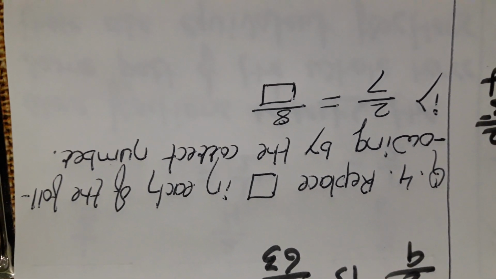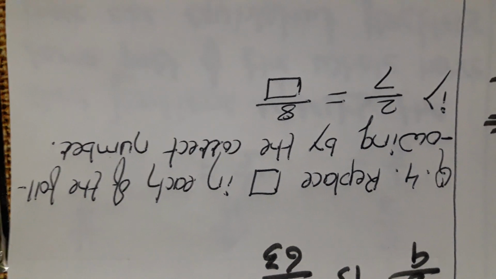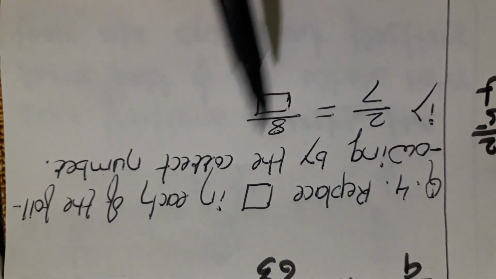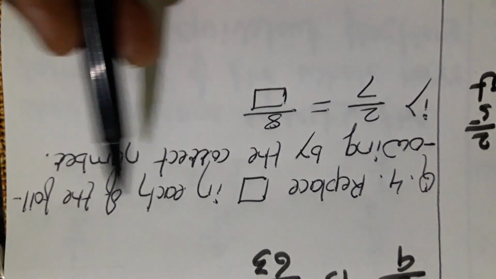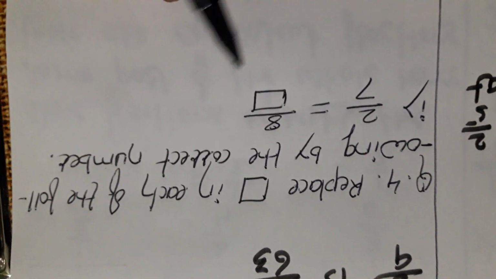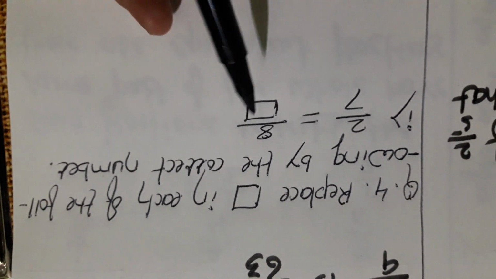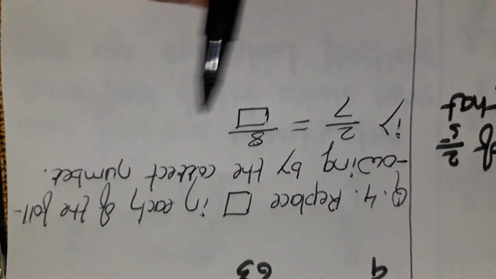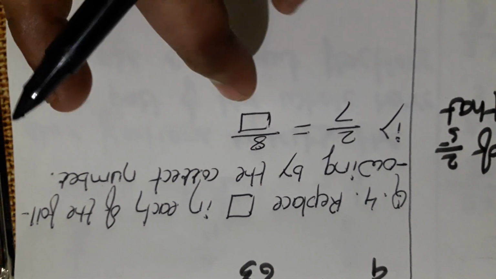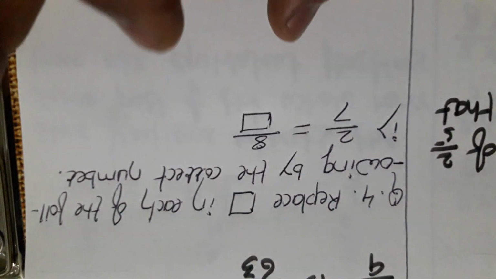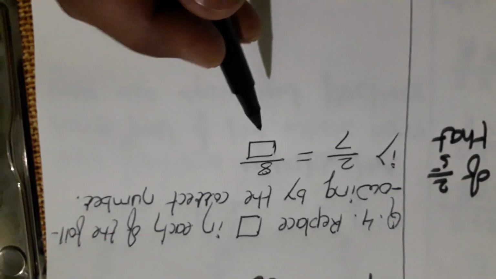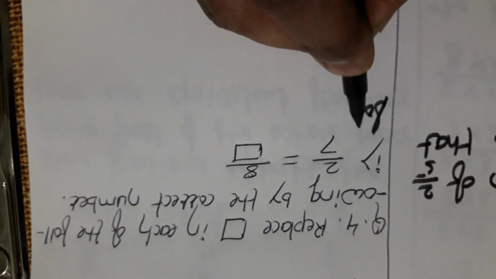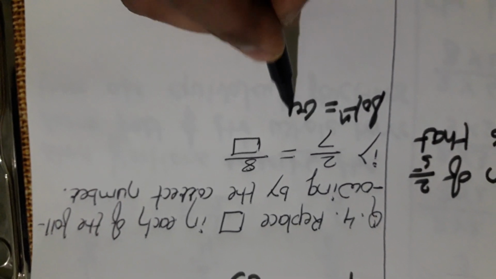See here. Replace box. Here one box is given. In the question also there will be a box. You will see here: replace box in each of the following by the correct number. Means instead of this box we have to find out which will be the correct number. Means we have to find the equivalent fraction of this one. Instead of this box, what number will come, that we are going to find out.